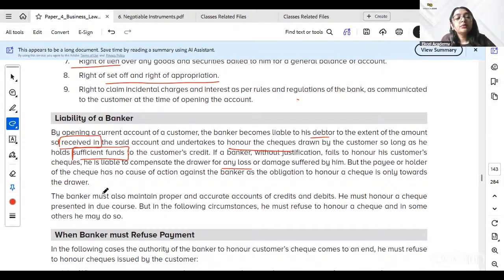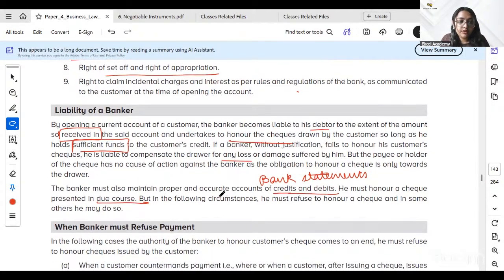Okay, the banker must also maintain proper and accurate accounts of credits and debits. So the bank statement that I was talking about is the record which makes sure that all of the transactions, whether incoming or outgoing, will be recorded by the bank. Honor a check presented in due course. Due course is just the right person at the right time and right payment to them.